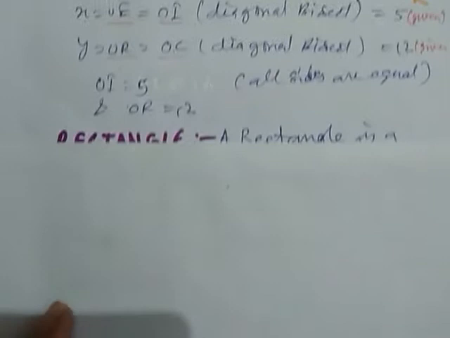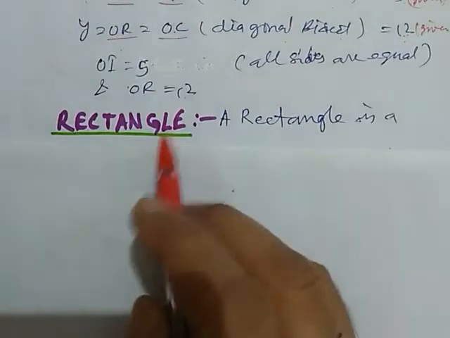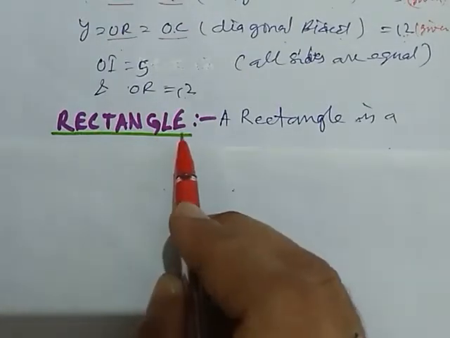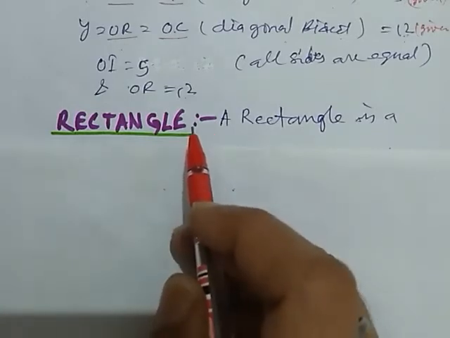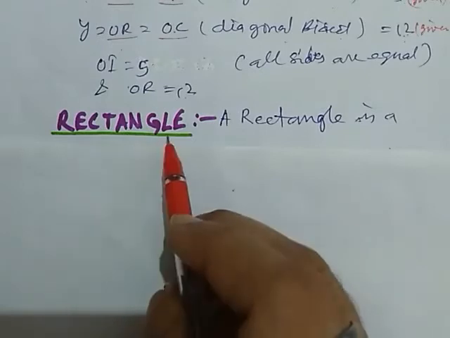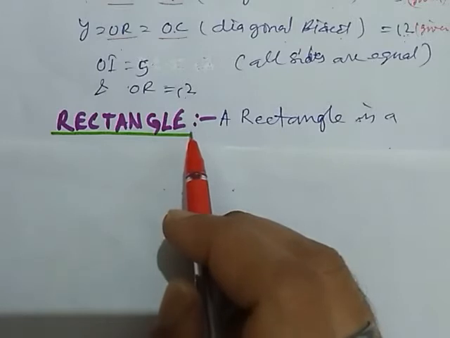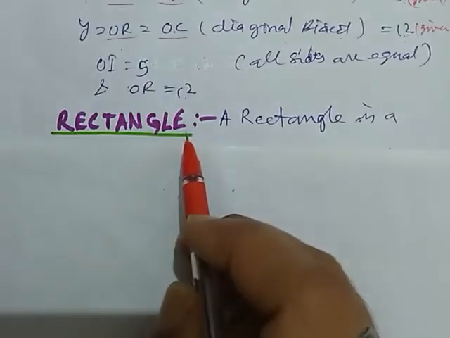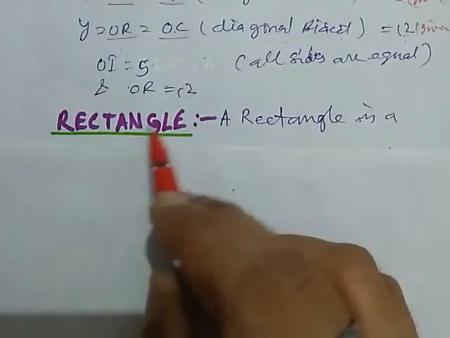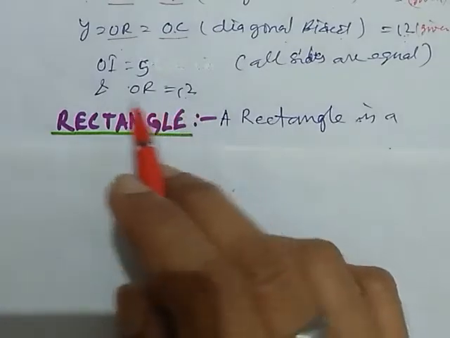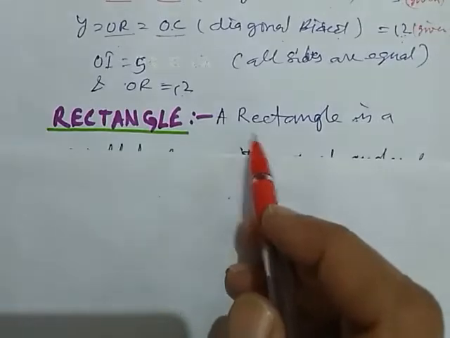Now we learn the rectangle. This is a very famous geometrical figure in our daily life. Most of the things have the shape of a rectangle. For example, our books are rectangles, our papers are rectangles, even our scale is also a rectangle. So rectangle is very important in our daily life, and we must know all the characteristics of this figure.